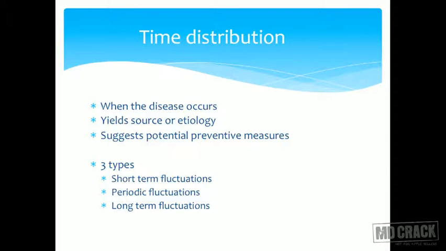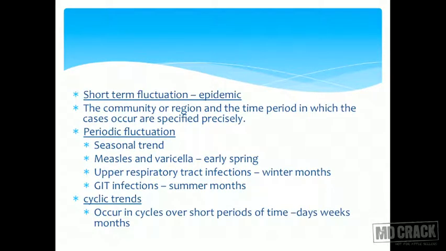This is very important because the time distribution itself could lead you to clues about the disease. Three types of time distribution we will study basically today: short-term fluctuations, periodic fluctuations, as well as long-term fluctuations. Coming to the first, and probably the most important for the examination, short-term fluctuations. And you have a subtopic here which is epidemic. This can itself be a source of a lot of MCQs. So this is a high yield part of descriptive epidemiology. So please understand this well.